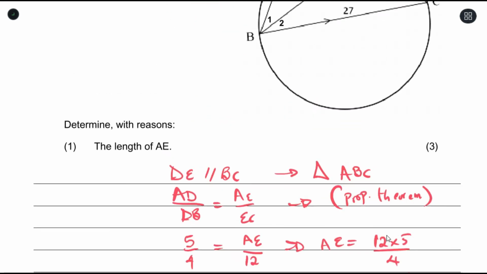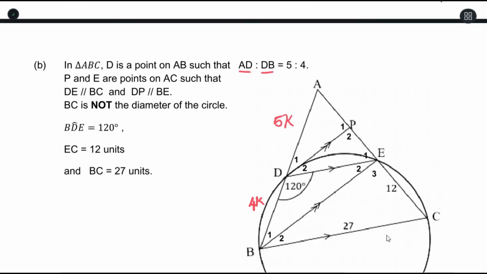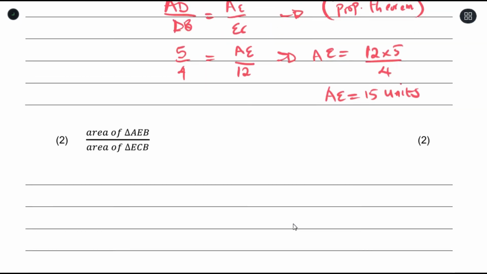Now for 2, it says find the area of AEB and ECB. So we are looking at AEB, which is this here, and ECB, which is this part over here. That's cool. This here reminds me of the proportionality theorem.